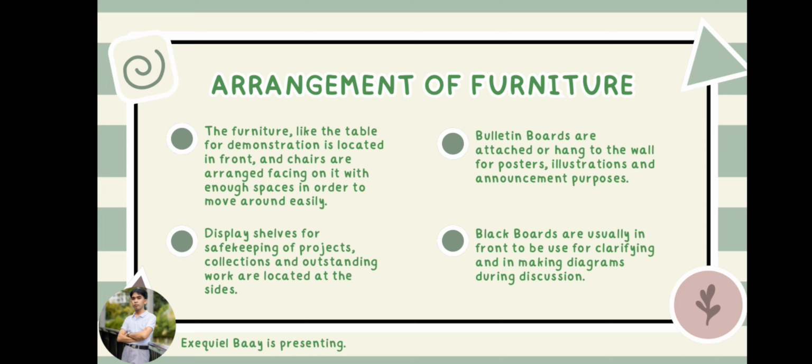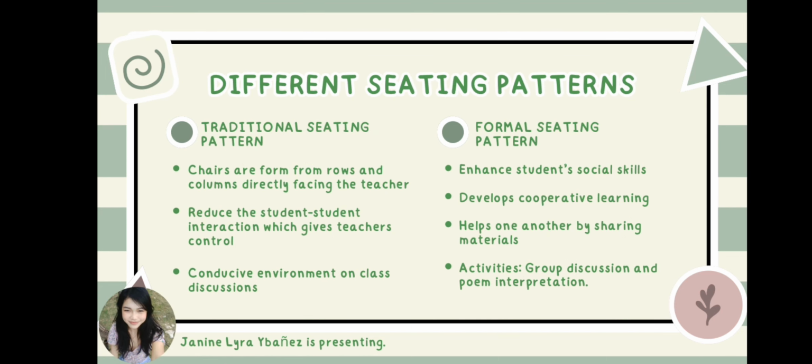Good day everyone, this is Janine Leroy Banyas and the topic that I am going to discuss is all about the different seating patterns. First, we have the traditional seating pattern wherein chairs are formed in rows and columns directly facing the teacher. In the traditional seating, seats are in straight rows facing the front of the classroom where the teacher typically stands or sits, making the best use of classroom space.